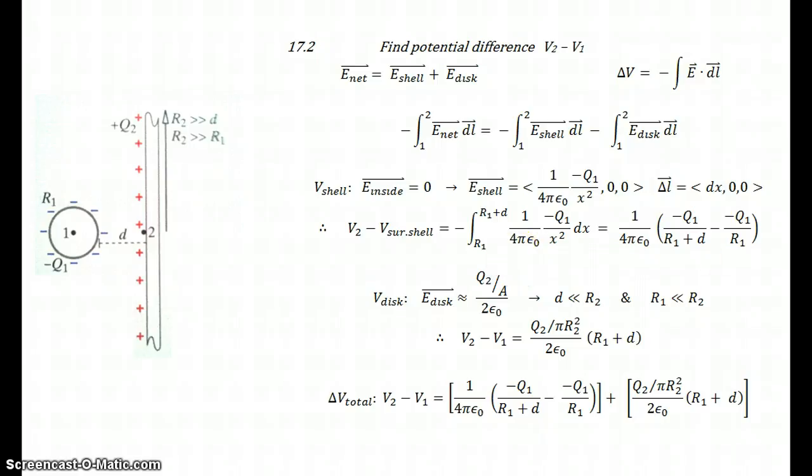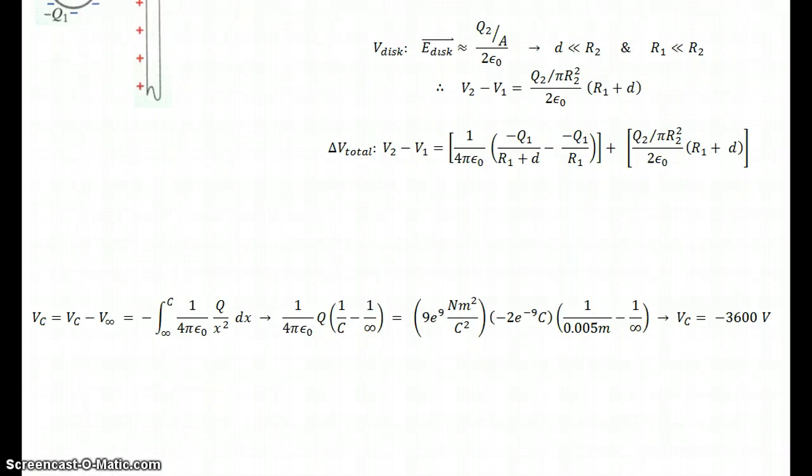Next, I can find the contribution made by the disc. Because the radius of the disc is so much larger compared to the distance between the two locations, the electric field due to the disc is approximately the charge Q2 divided by the area, divided by 2 epsilon naught, which means that V2 minus V1 of the disc would simply equal the electric field of the disc times R1 plus D. Now I can use these two contributions in my first equation to find the potential difference from location 1 to location 2 due to both the negatively charged shell and the positively charged disc.